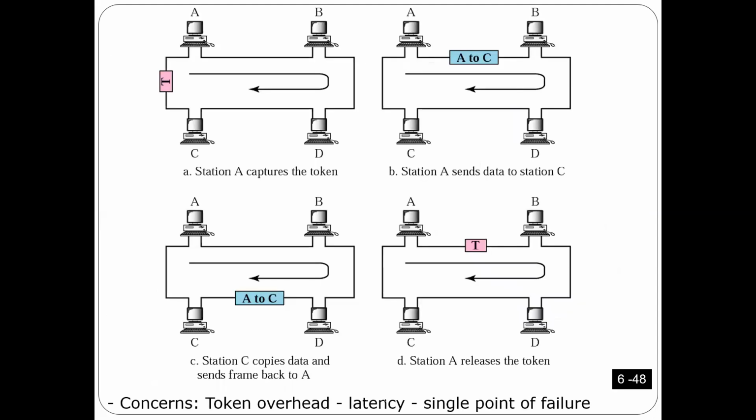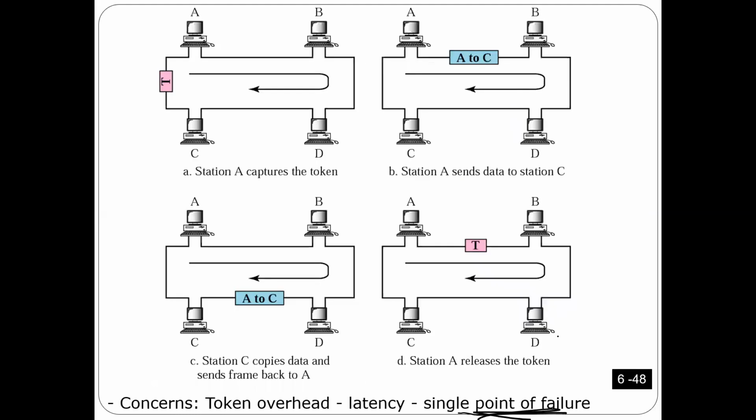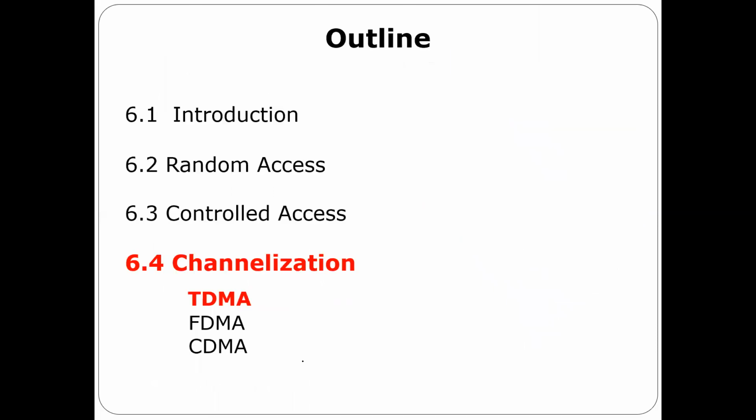For sure, we still have that here as well. We have a single point of failure. If one computer is off, this may break everything. Also, we have some overhead for the token, and some latency and so on. Any questions?